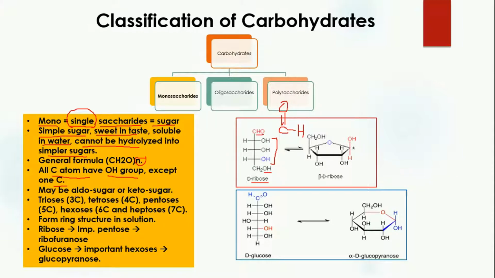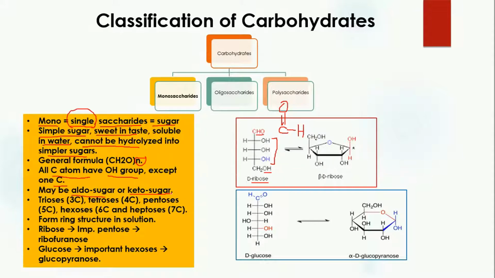They may be aldo sugars or keto sugars. Aldo means they have an aldehyde group, and keto means they have a ketone group. I have already explained these two terms. I will share the video link in the I button so you can check that out.